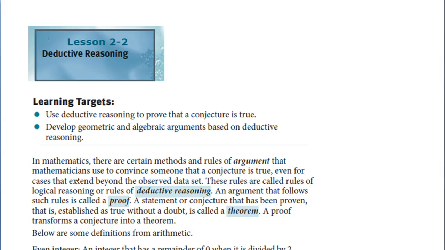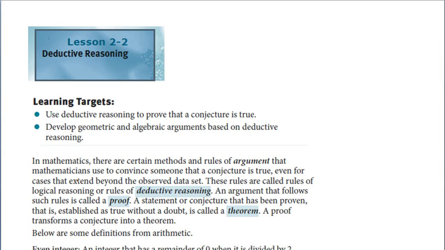Remember, in the previous lesson, we discussed inductive reasoning, using observations to make conjectures. We don't know from inductive reasoning if our conjectures will be true for all examples. We only know that they work for our observed data set. So there's another form of reasoning that creates some more solid proof. This is called deductive reasoning.